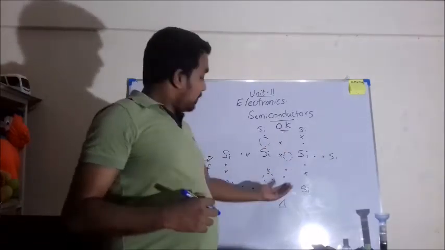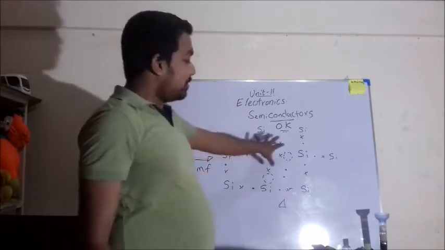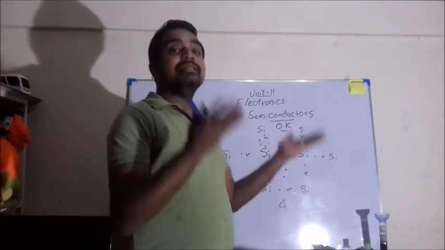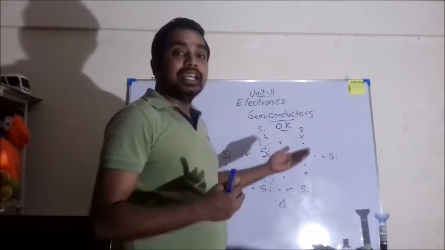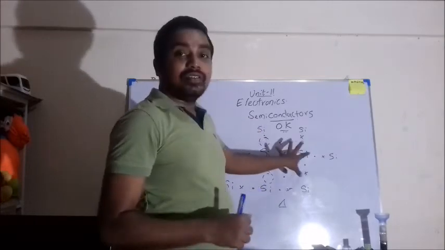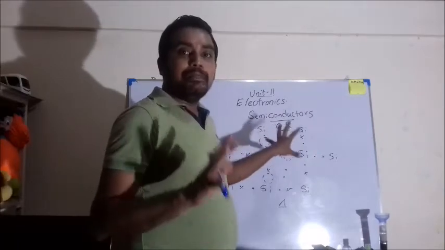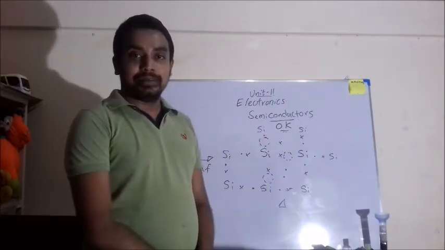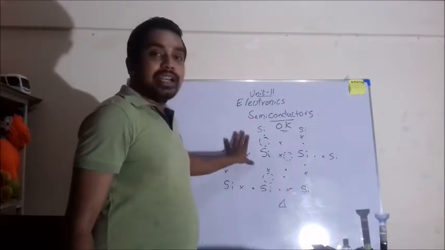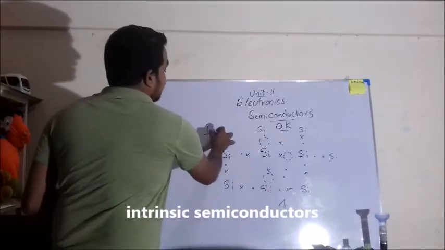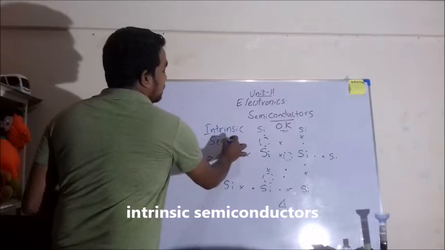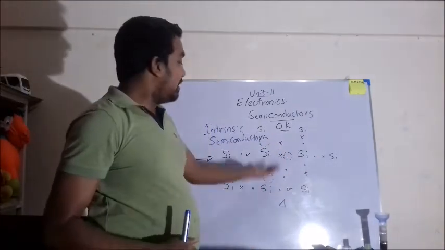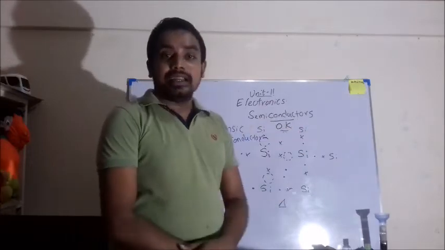Try to think what happens next. If we increase the temperature continuously, what will happen to the amount of free electrons in this structure? The number of free electrons increases. When the number of free electrons increases, the conductivity increases. This conductivity is not constant. If we use pure silicon, it increases the conductivity with the temperature. These kinds of pure semiconductor lattices are known as intrinsic semiconductors. They are pure. When we increase the temperature of intrinsic semiconductors, they increase their conductivity.